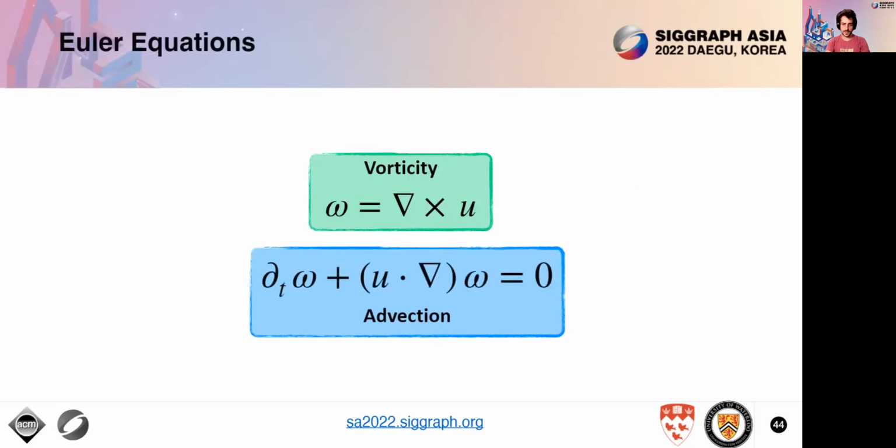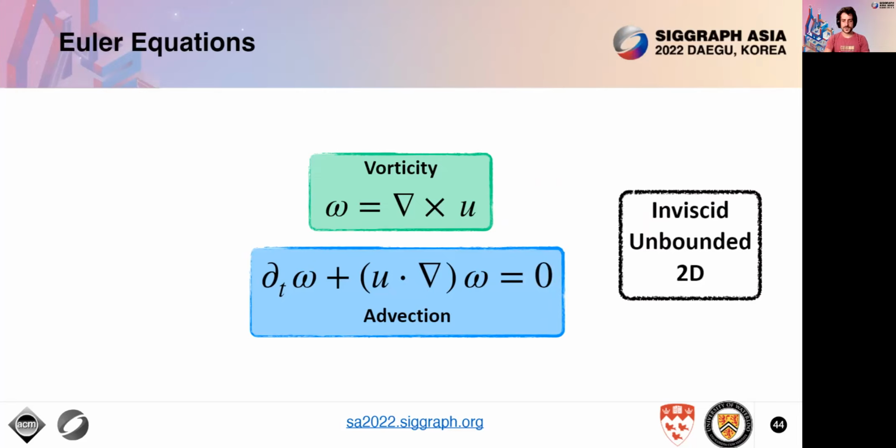We are now up and ready to discuss the basis of our method. While we deal with the full Navier-Stokes equation later on, we'll first consider this simple problem called the Euler equation, since it's a bit easier to understand. The problem is equivalent to assuming that the fluid is inviscid, so that there's no diffusion, unbounded, so that we do not have to worry about boundary condition, and that the domain is two-dimensional, so that no stretching occurs.